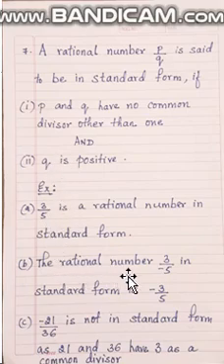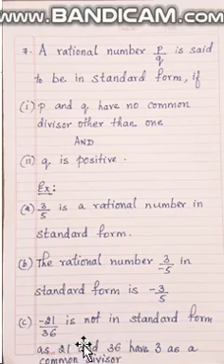Then the rational number 3 by minus 5 in standard form is minus 3 by 5. Here we had a negative sign in the denominator. We have to make q positive. So I can write the minus sign in the numerator. So that becomes minus 3 by 5, which is a rational number in the standard form.